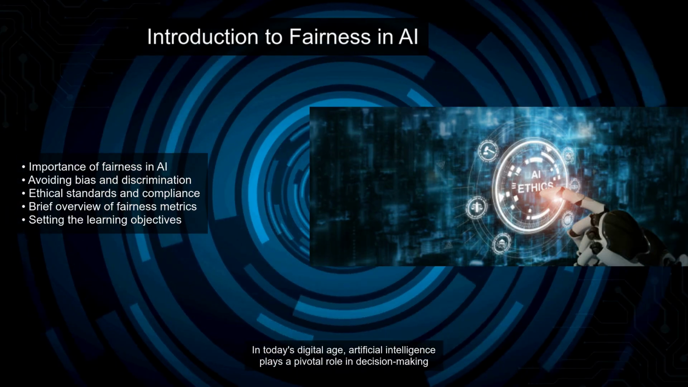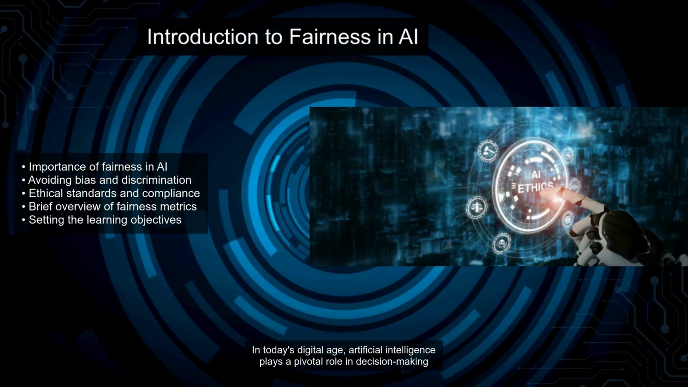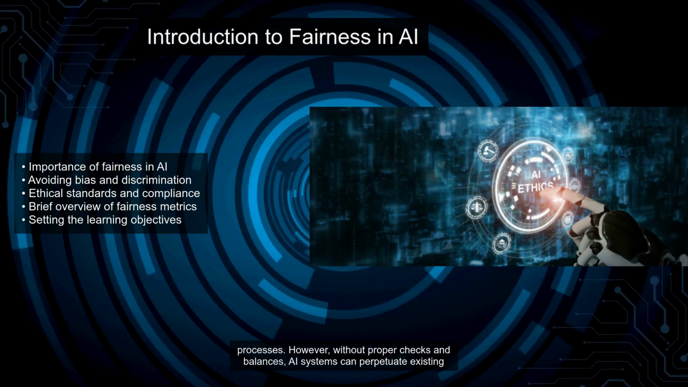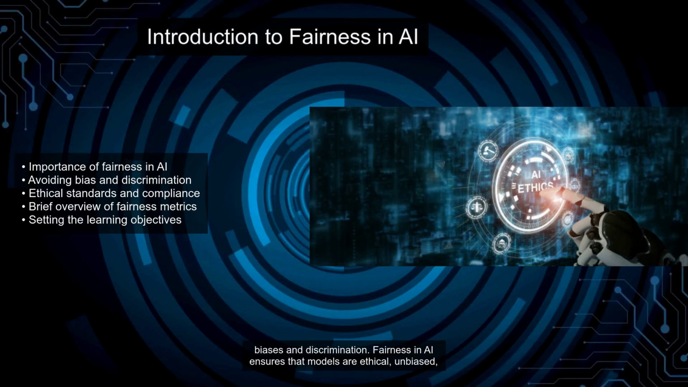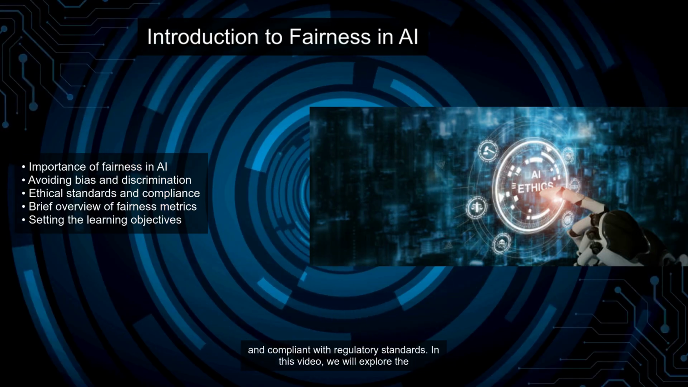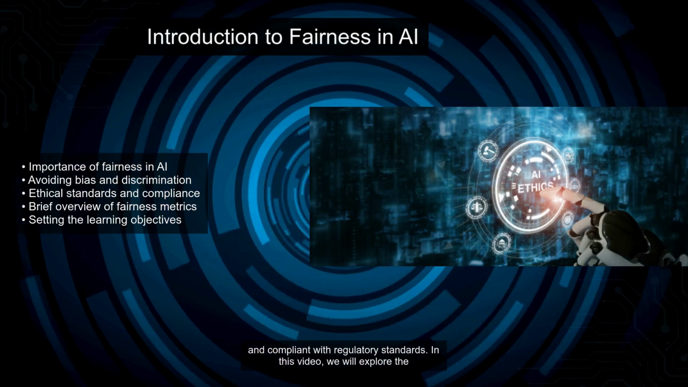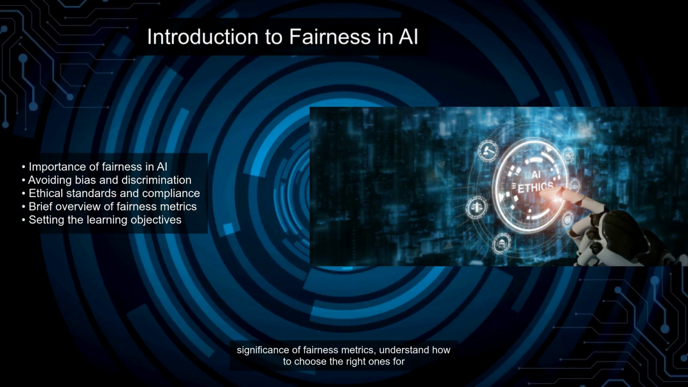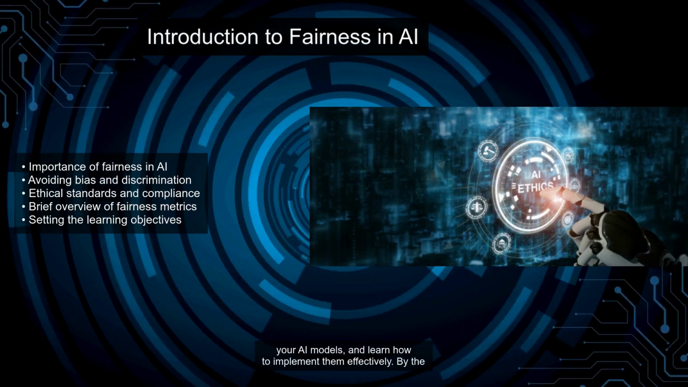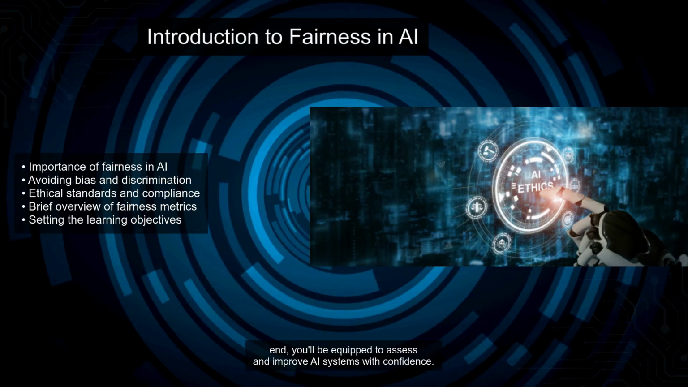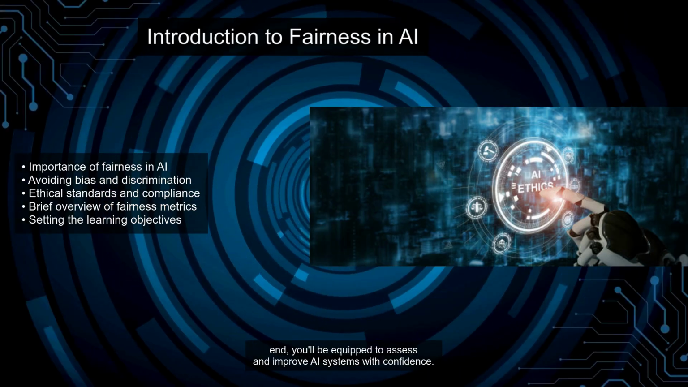In today's digital age, artificial intelligence plays a pivotal role in decision-making processes. However, without proper checks and balances, AI systems can perpetuate existing biases and discrimination. Fairness in AI ensures that models are ethical, unbiased, and compliant with regulatory standards. In this video, we will explore the significance of fairness metrics, understand how to choose the right ones for your AI models, and learn how to implement them effectively. By the end, you'll be equipped to assess and improve AI systems with confidence.